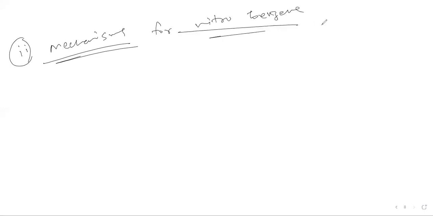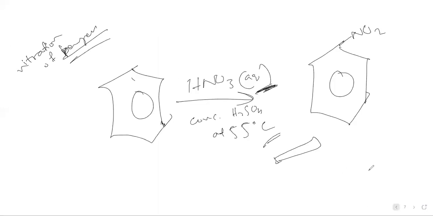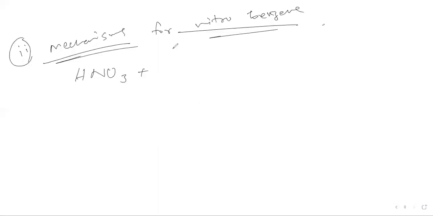So the mechanism for the formation of nitrobenzene would be what? Initially, it's the same thing, electrophilic substitution. So we need to form the electrophile. Now in benzene's case, we had sulfuric acid as our catalyst. So this is going to react with this H2SO4, forming HSO4 minus plus H3O plus plus NO2 plus.